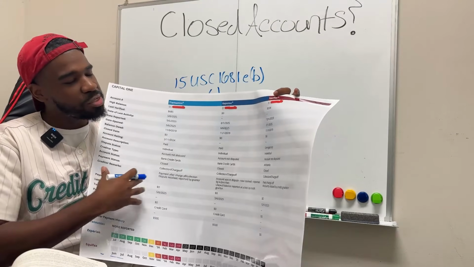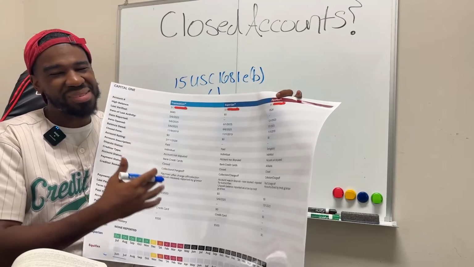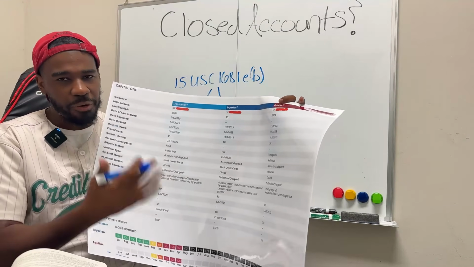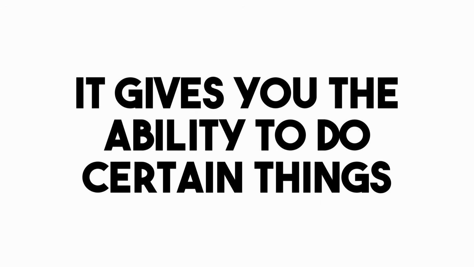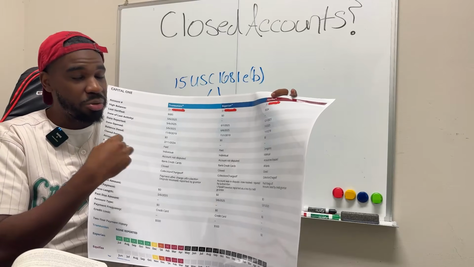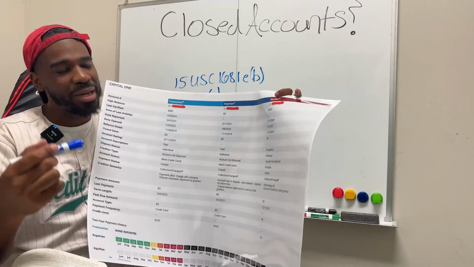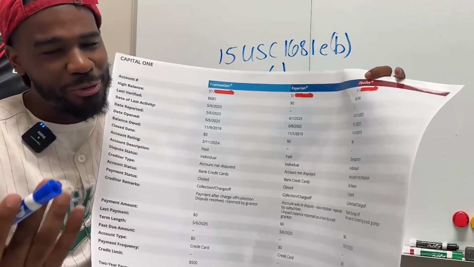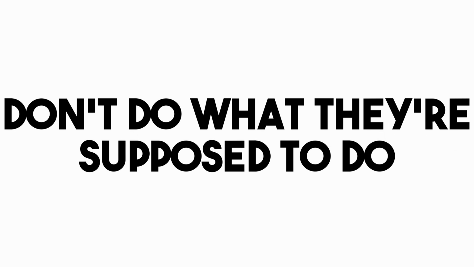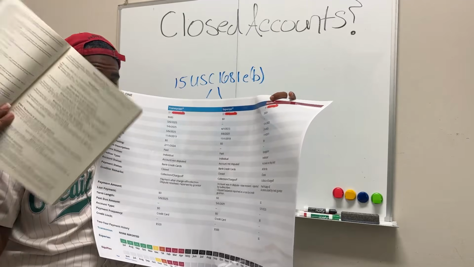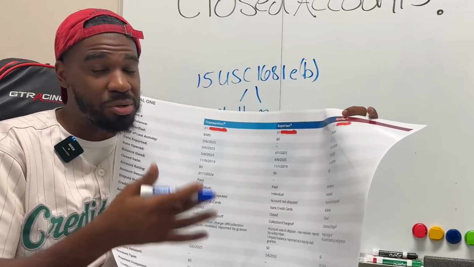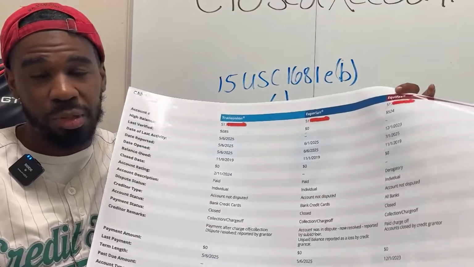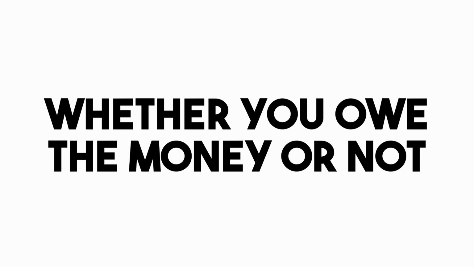Now, just because you dispute the accuracy of the account doesn't mean it's going to automatically fall off your report. But it gives you leverage. It gives you the ability to do certain things. And when you create certain letters, and Experian, TransUnion, Equifax don't do what they're supposed to do according to "shall," then it stacks up, which would then, if you wanted to sue them, you can sue them. But you can craft multiple letters. You can do different things to eventually get the account off your report, whether you owe the money or not.